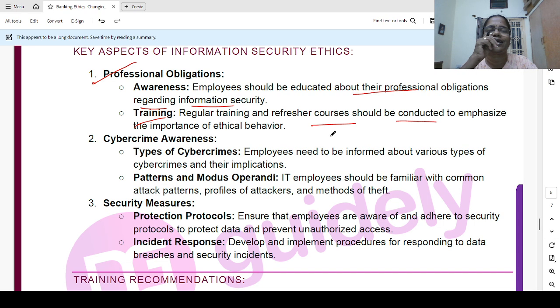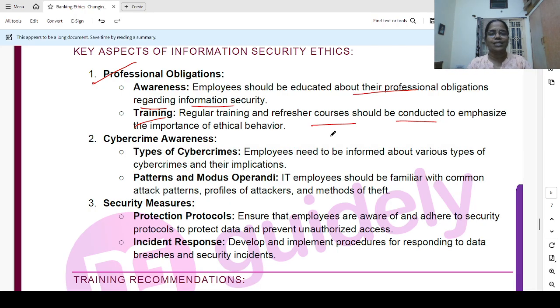So what is ethical behavior? How they have to behave with their peers, how they have to behave with their customers, what kind of words they have to use, what their attitude is, and how they have to define their attitude in front of their peer group, their higher officials as well as the customers. So as and when needed, they have to provide the training.